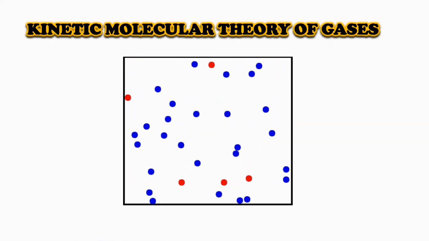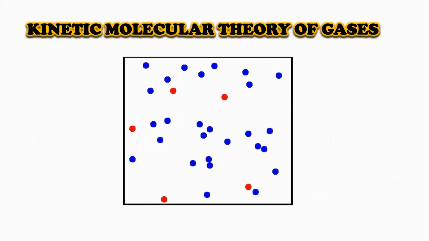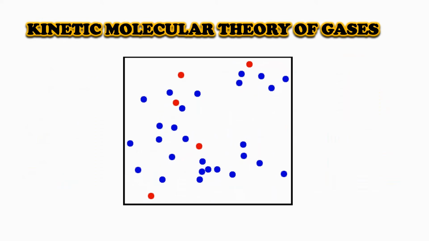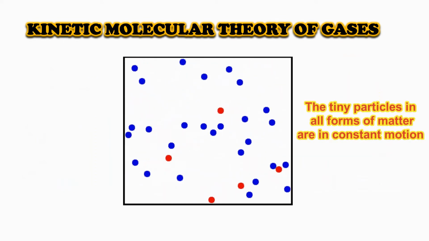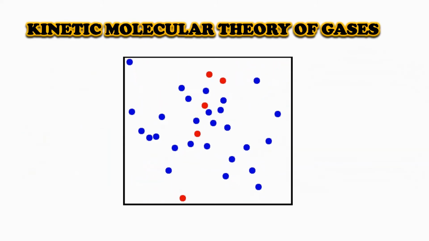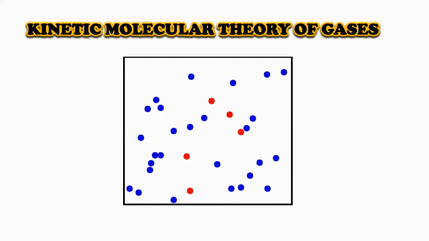The word kinetic refers to motion, the energy an object has because of its motion. This is called kinetic energy. The kinetic molecular theory states that the tiny particles in all forms of matter are in constant motion. The following are the basic assumptions of the kinetic theory as it applies to gases.